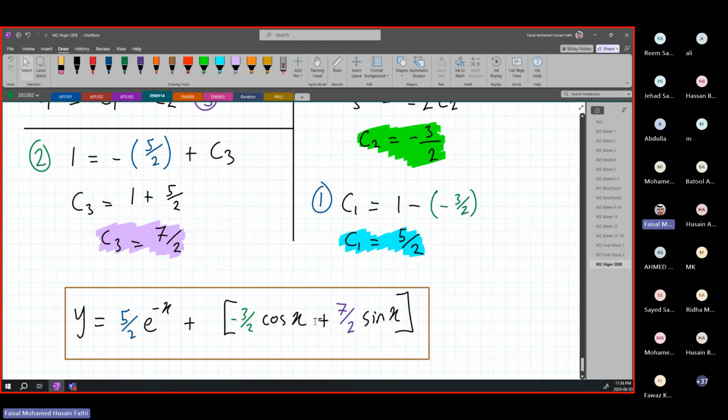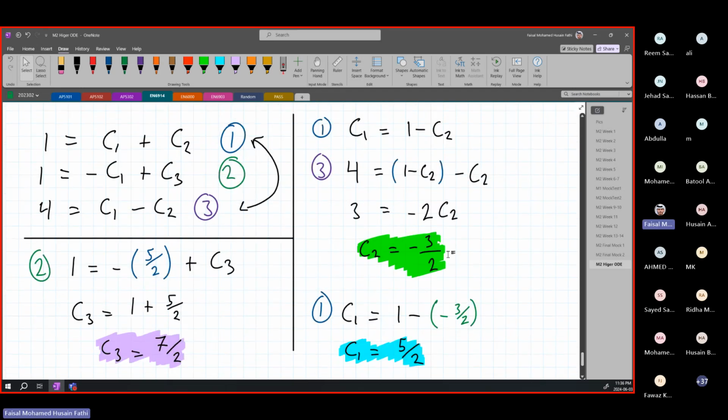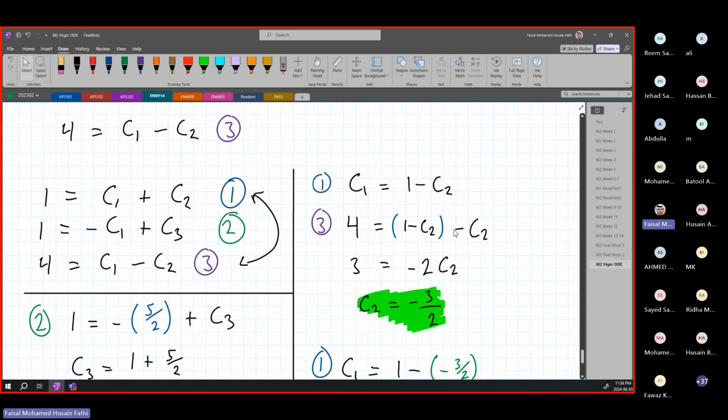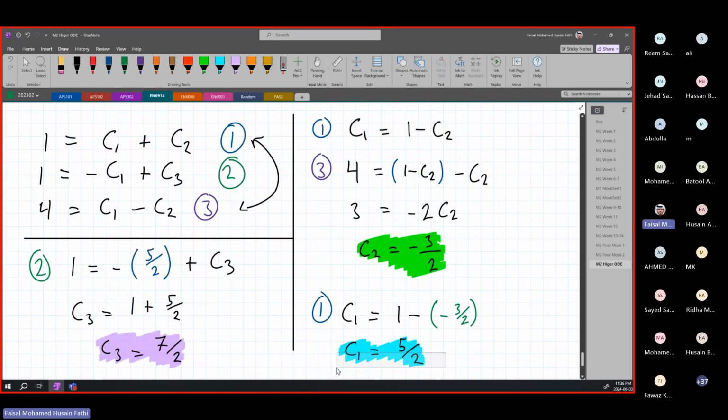In equation 3, why did you put C2 twice? Here, so we can solve for C2. We got C2 from equation 1 because we only have one unknown, one variable, which is C2, and solve and find the value for C2. And once we get the value of C2, we can substitute it back here to find our C1, which is what we did.